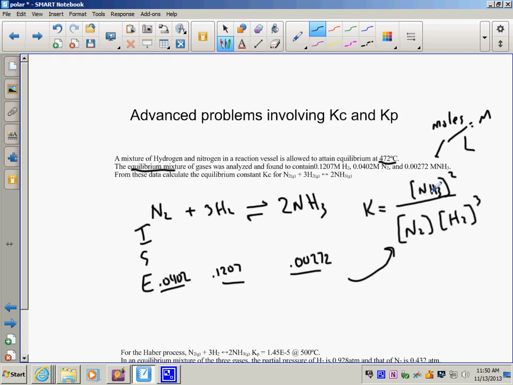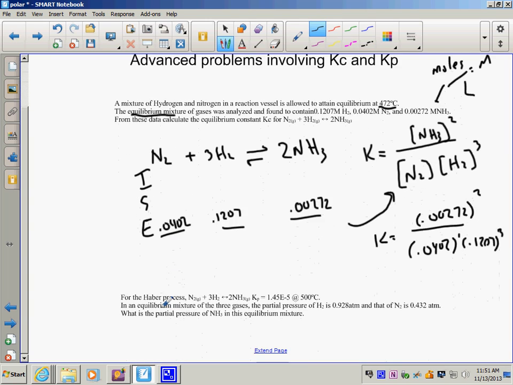Got these values, you simply plug them in here. The K value equals 0.00272, and I would take this thing and I would square it. I would take this guy and put 0.0402. That's the N2, it's left alone to the first power, and this is going to be 0.1207, and this guy looks like it's getting cubed. Okay, plug them in your calculator and you get a K value. I'm not going to punch it in a calculator because I think that is something you can do on your own. At this point, let's go to the next problem.